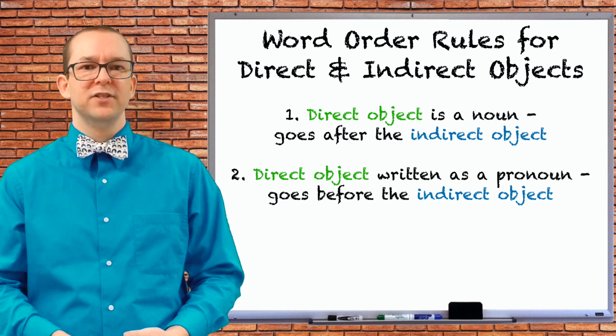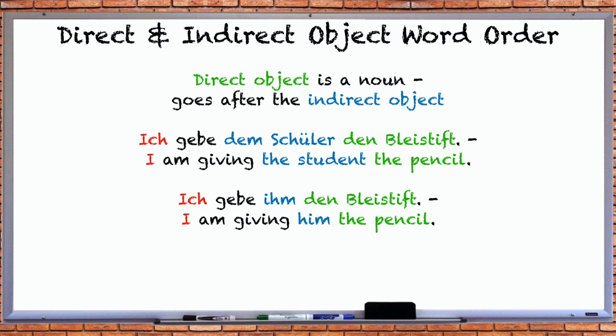Let's go back to our first example. If neither the direct nor the indirect object is a pronoun, the indirect object is first. Ich gebe dem Schüler den Bleistift. I am giving the student the pencil. If only the indirect object is a pronoun, the indirect object is still first. Ich gebe ihm den Bleistift. I am giving him the pencil.